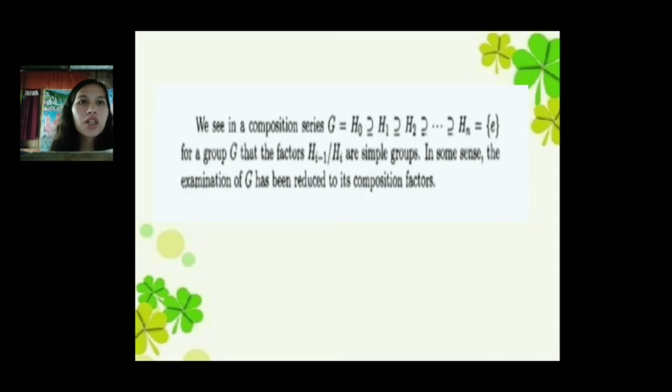We see in a composition series G = H_0 ⊇ H_1 ⊇ H_2 ⊇ ... ⊇ H_n = {e} for a group G that the factors H_{i-1}/H_i are simple groups. In some sense, the examination of G has been reduced to its composition factors.